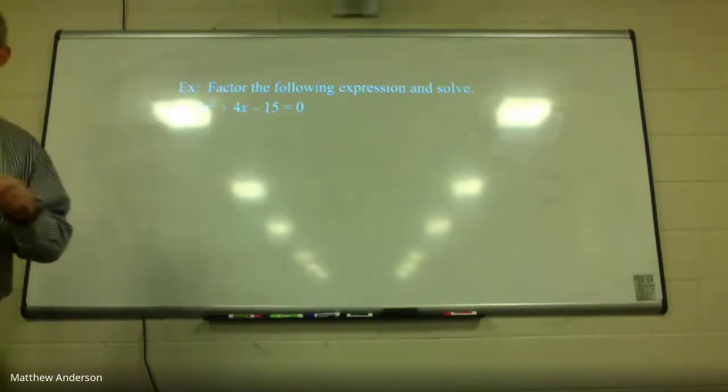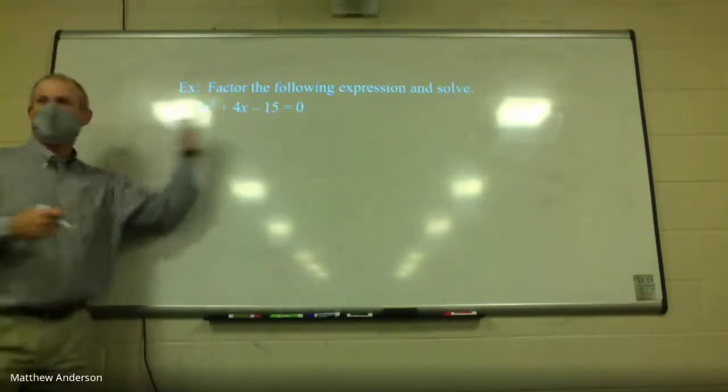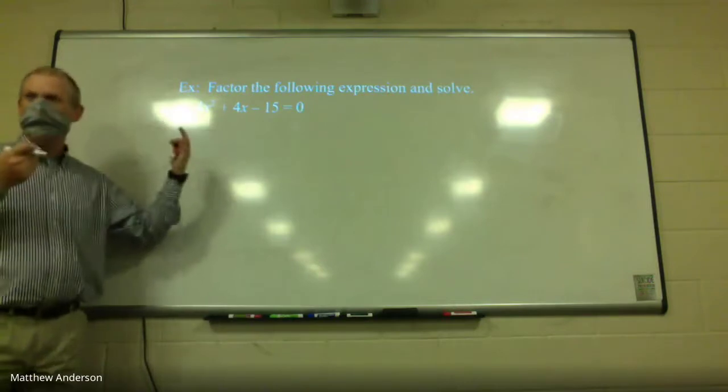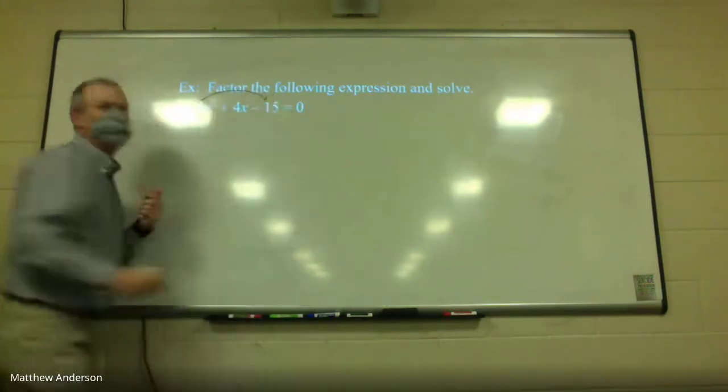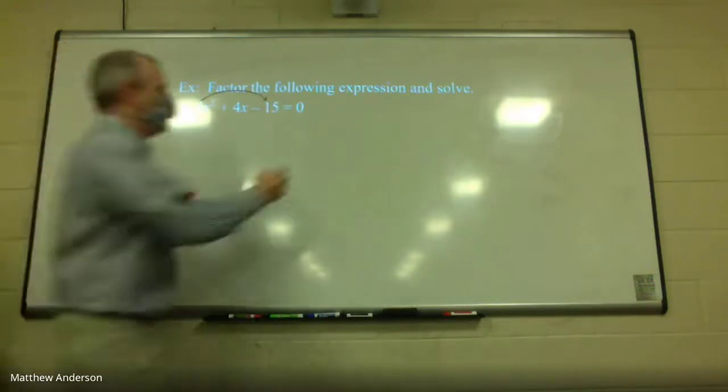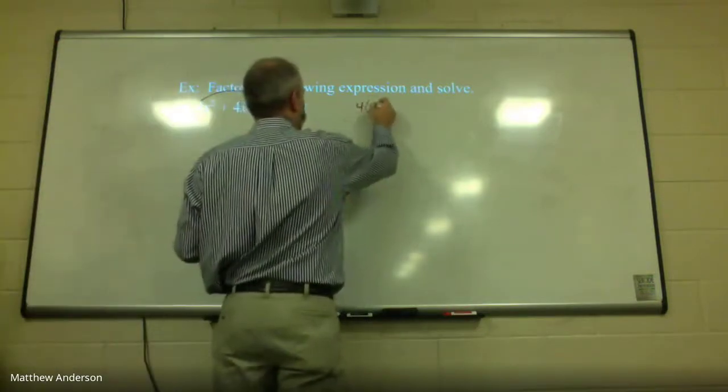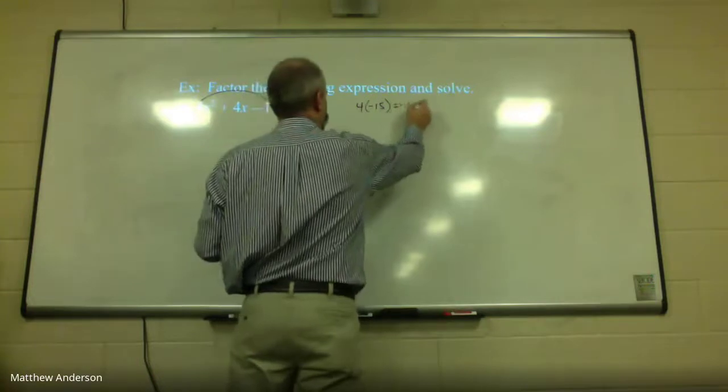We're going to factor them. So what do we do first? Well, greatest common factor. Is there one? No. So then we do 4 times negative 15. Yep. So 4 times negative 15 is negative 60.